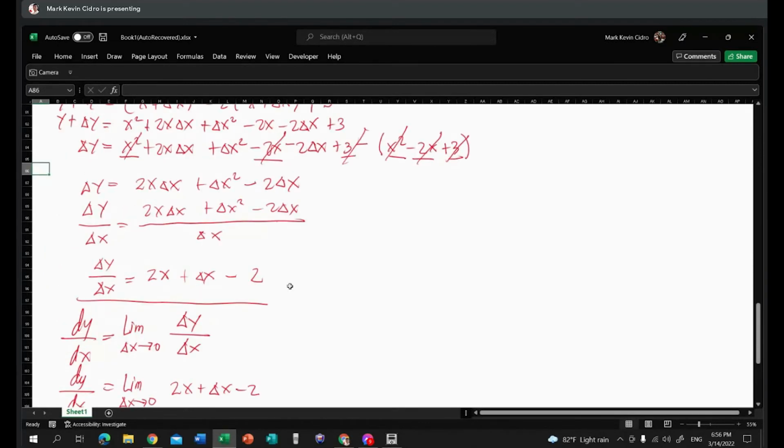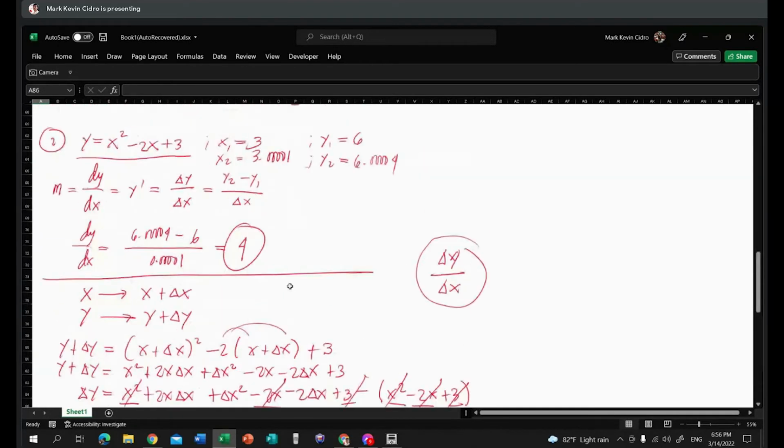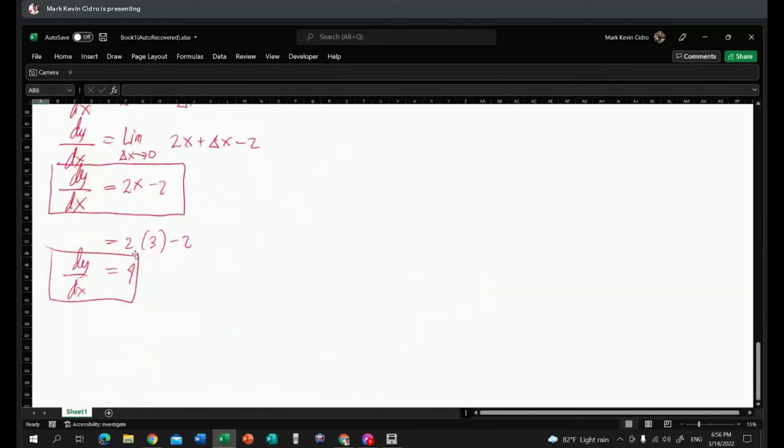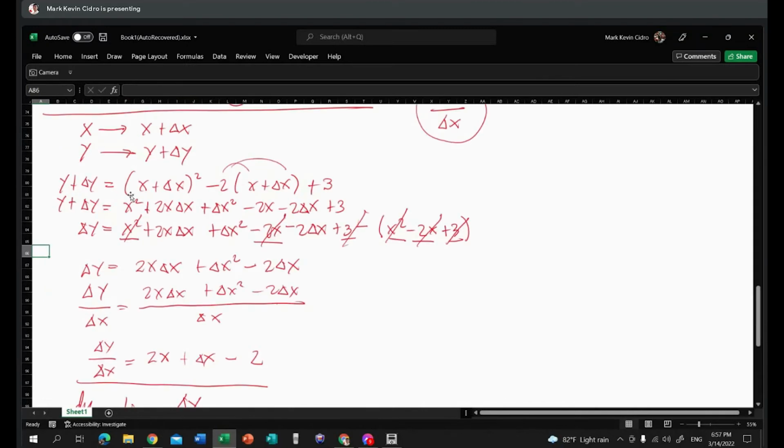The dy over dx in our given equation is indeed equal to 4. That is equal to 4. Now, let me talk about this one. This can be written as, sometimes in exams, y prime is equal to 2x minus 2. Y prime just means dy over dx, or the first derivative, or the slope.